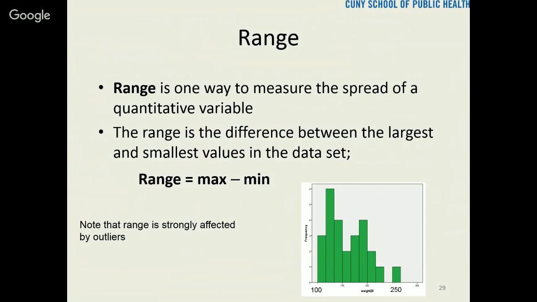Range, one more measure of spread, and it's just the difference between your most extreme values. It's the difference between your largest value and your smallest value. So it's a useful thing just for describing the total amount of variation in your data set. But of course, it is strongly affected by outliers, and it's also strongly affected just by sampling.